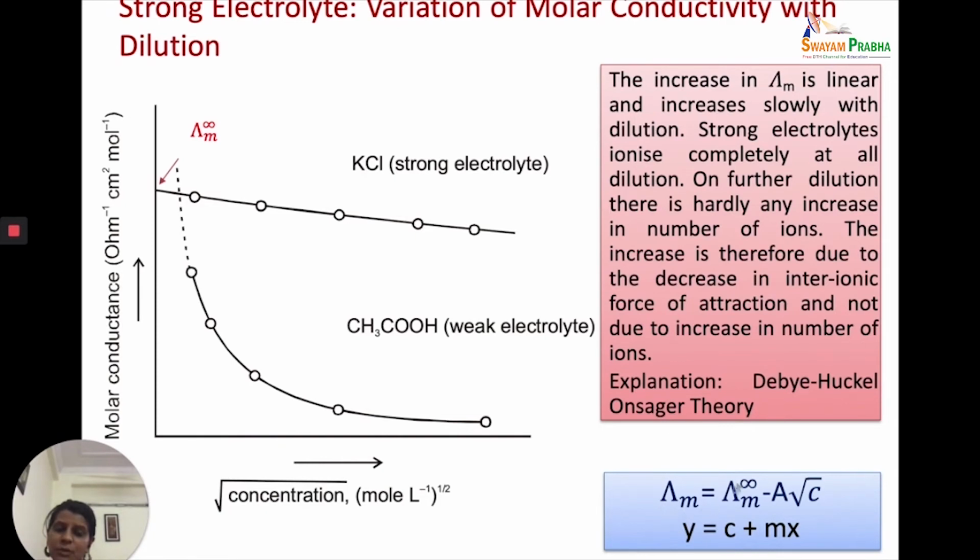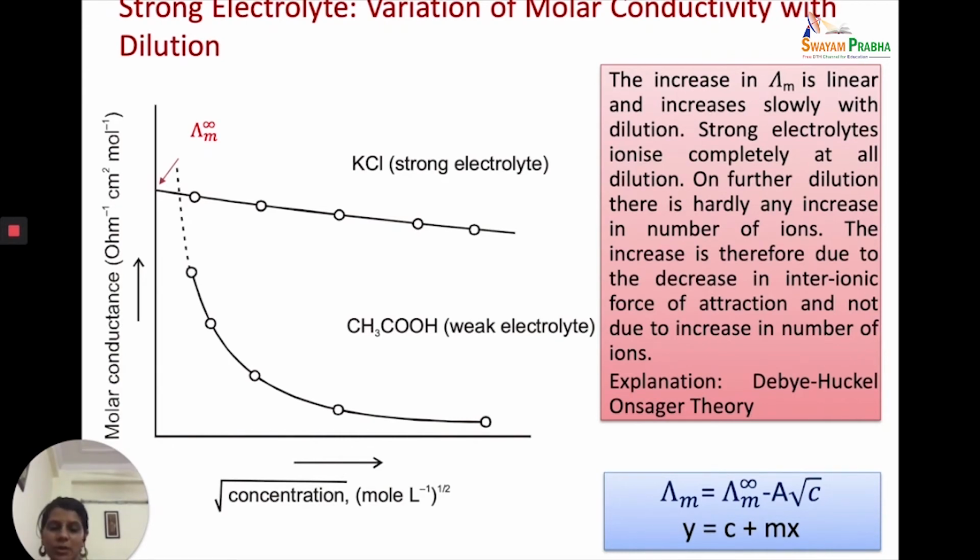Lambda m is equal to lambda m infinity minus a root c, which is an equation of the form y is equal to c plus mx. So c here is lambda m infinity, and if you are plotting against root c, the slope is equal to minus a, and this is what Kohlrausch did.